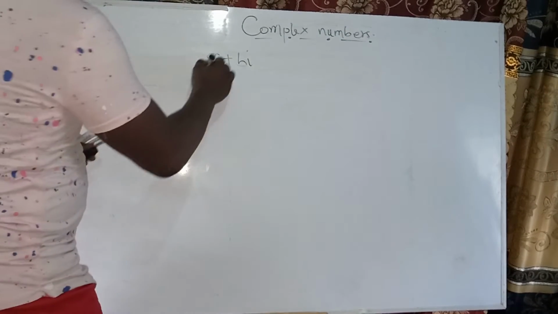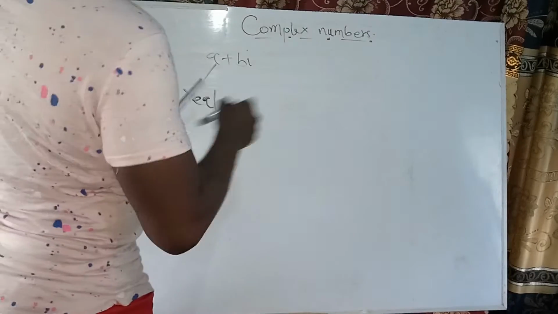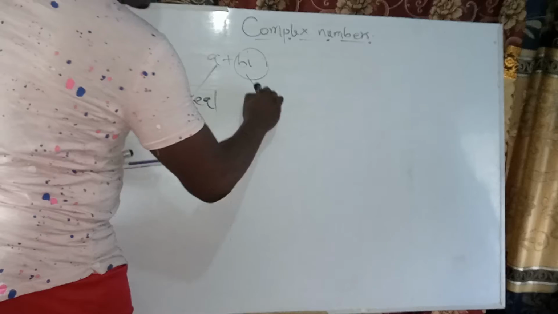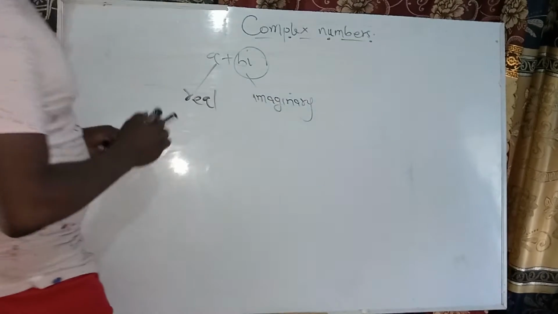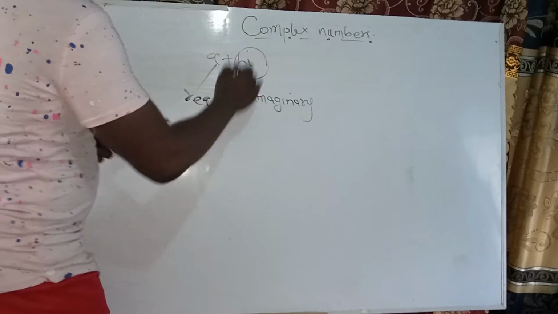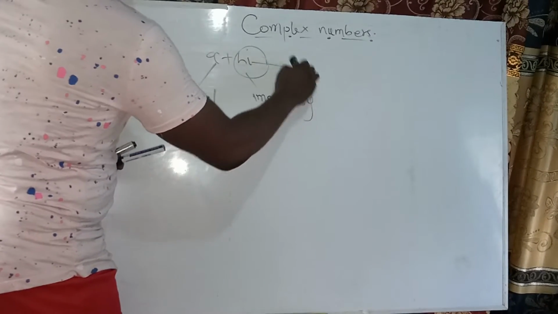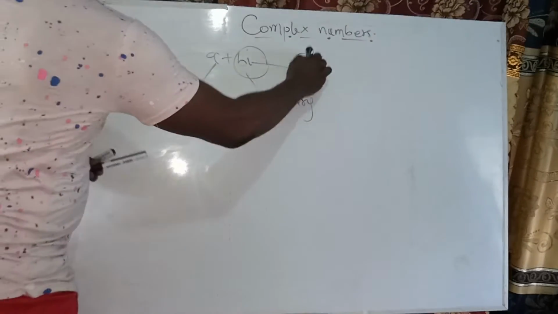And the a here is the real part, whilst the b here, the bi, is the imaginary part. And we know that in complex numbers, i is equal to the square root of -1.